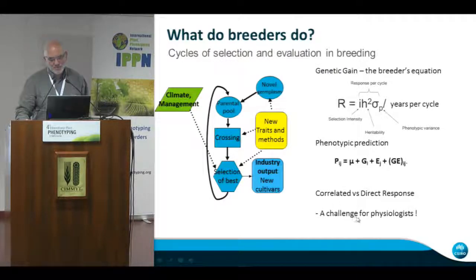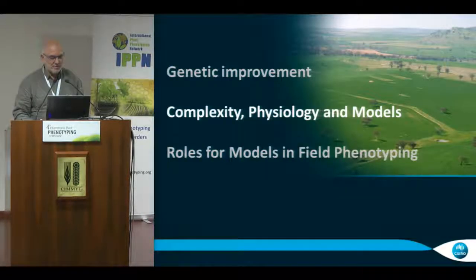But the challenge for physiologists is really going from, and Greg Rebetzke said it the other day, if it's about yield, just measure yield. But there are lots of component traits that contribute to yield, but you're looking at correlated responses or component traits rather than the actual direct response. So you've got to keep this background in mind while you're thinking about what can we do with phenotyping that adds value to this, and can modelling do anything.